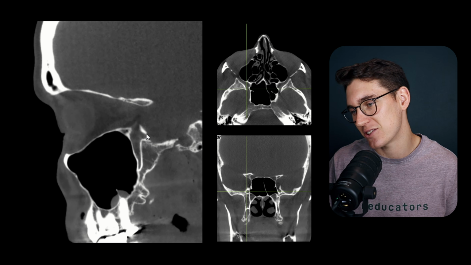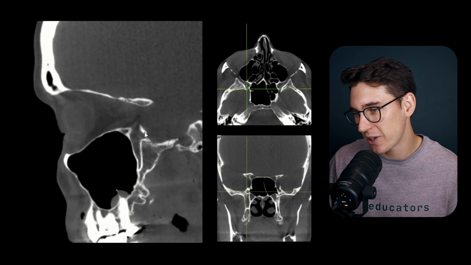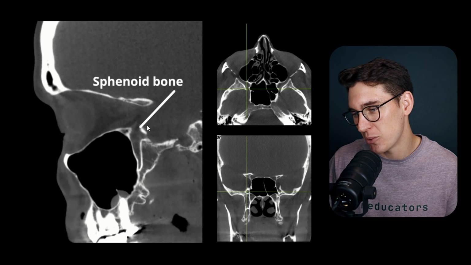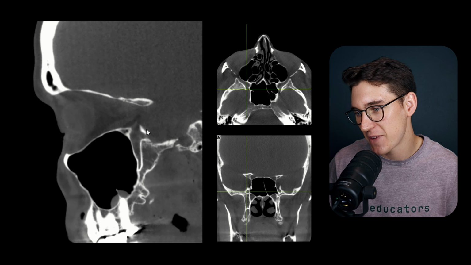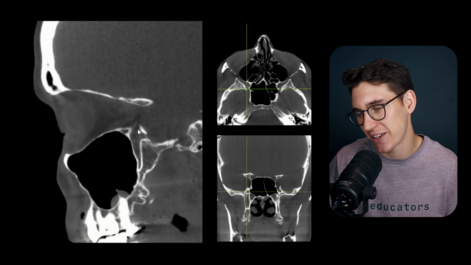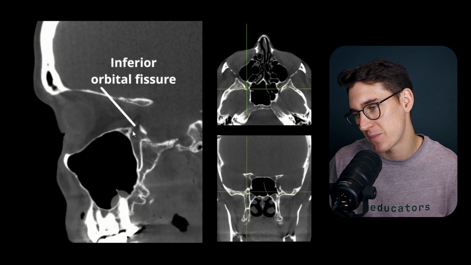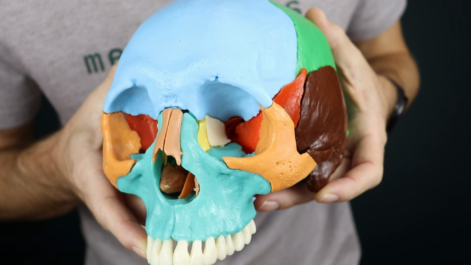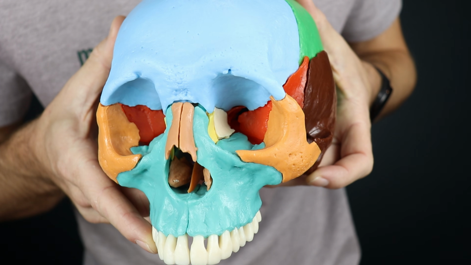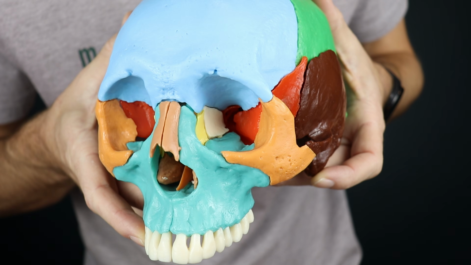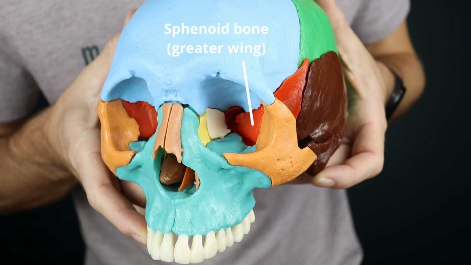If we go to our sagittal scan here, you can see that superior to the foramen rotundum is this bone here, which is the sphenoid bone. This bone extends out as the greater wings of the sphenoid, and anterior to the greater wings of the sphenoid is going to be this opening here, which is the inferior orbital fissure. You can see on the 3D model, the inferior orbital fissure has two boundaries, an inferior boundary made up by the maxillary bone, and a superior boundary that's made up by the greater wing of the sphenoid.